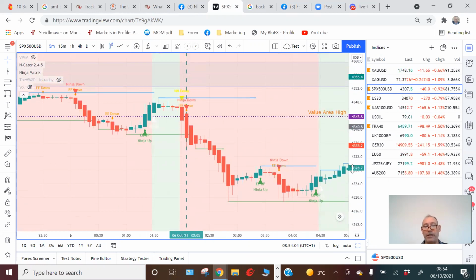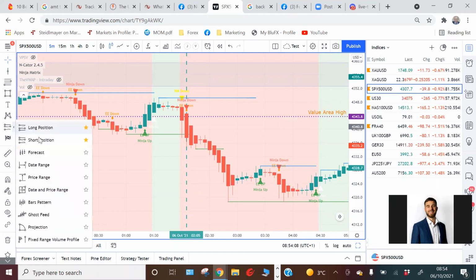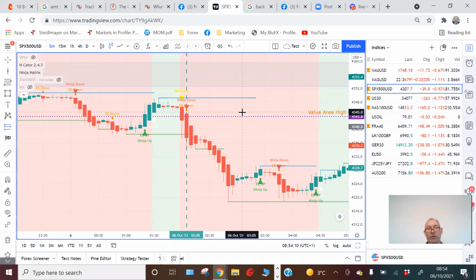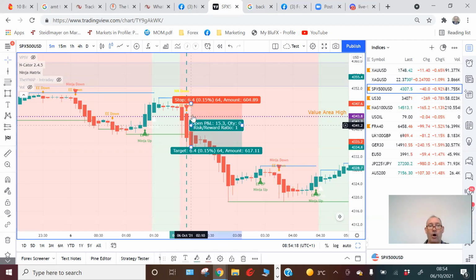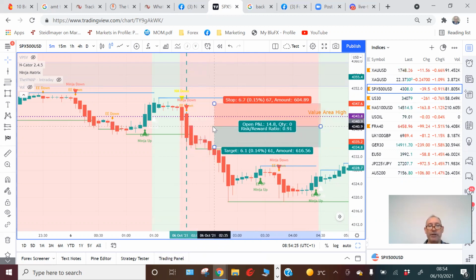Your risk to reward, please, to this point here. So we're going to go short. Where would you put it? Would you do it from here? Yeah, let's just do it from there. The entry we're talking about. Where would you want your stop loss for this, please?